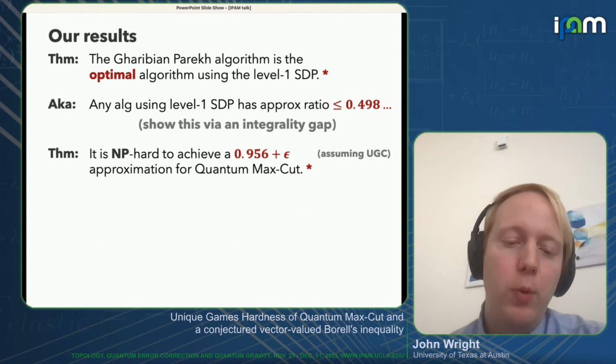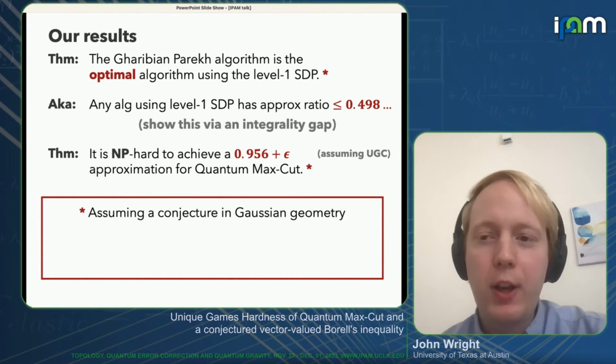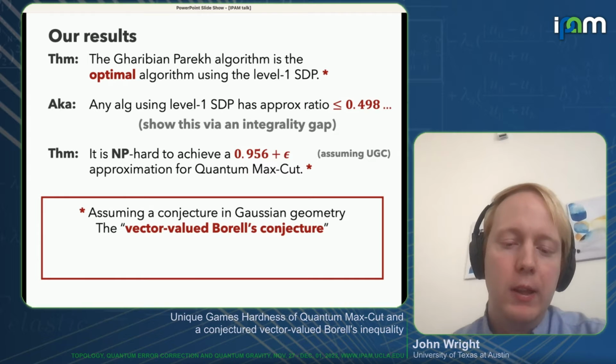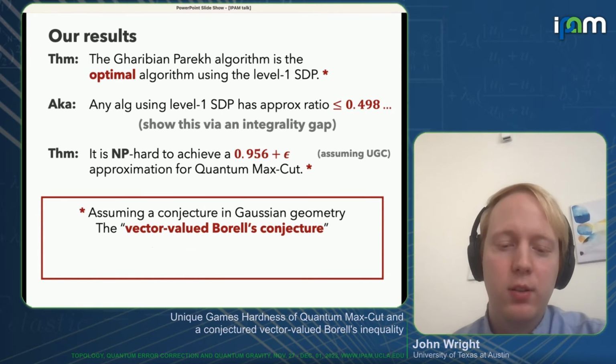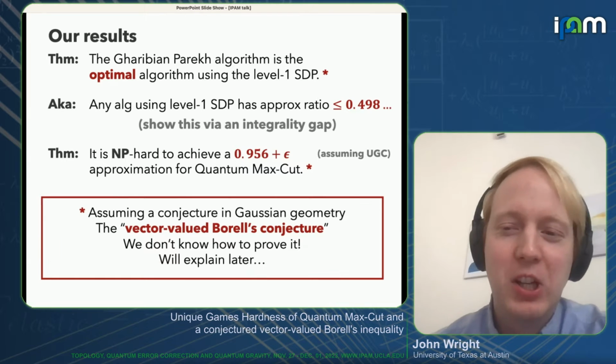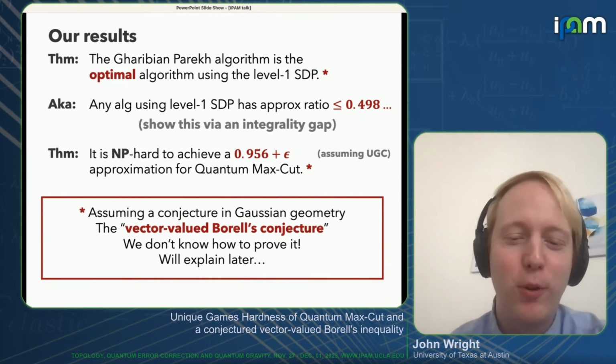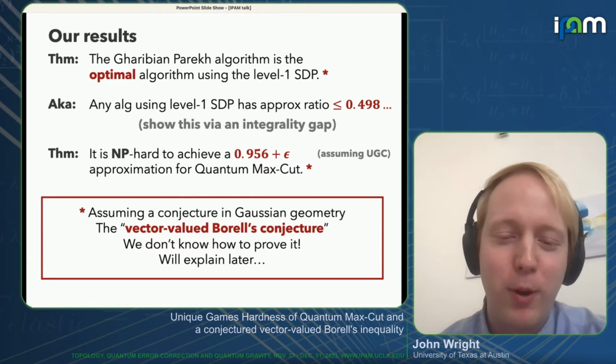Okay, what is this asterisk? Well, we assume a conjecture in Gaussian geometry. It's something called the vector-valued Borell's conjecture. We don't know how to prove it, and I'll explain what it is later. But let me just say it's definitely true. So it just needs to be proved. Someone in this audience maybe should prove it. But it's definitely true, I promise you.